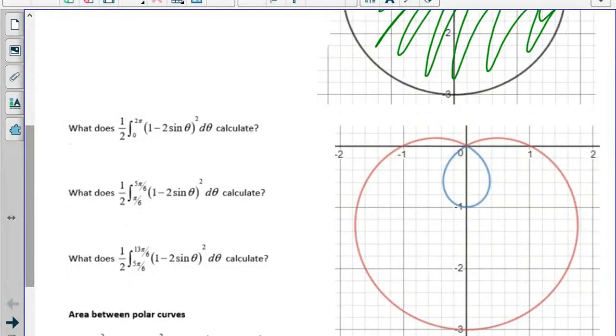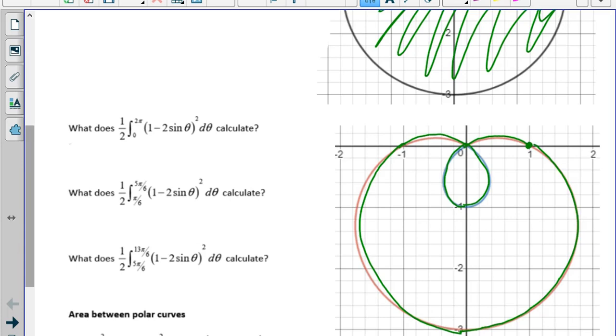What does 1/2 times the integral from 0 to 2 pi of (1 minus 2 sine theta) squared d theta calculate? Well, if we go from 0 to 2 pi, 0 will start here, and then we'll move ourselves to pi over 6, get ourselves to pi over 2, get ourselves to 5 pi over 6, get ourselves to pi, get ourselves to 3 pi over 2, and get ourselves to 2 pi.